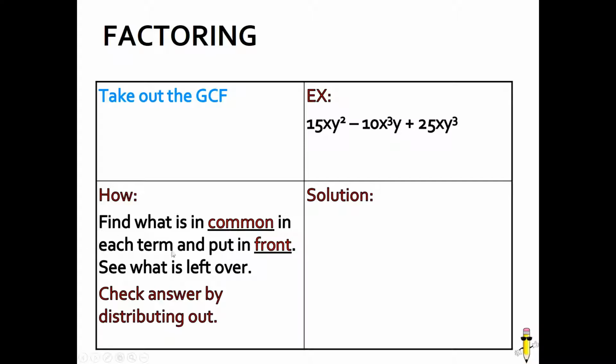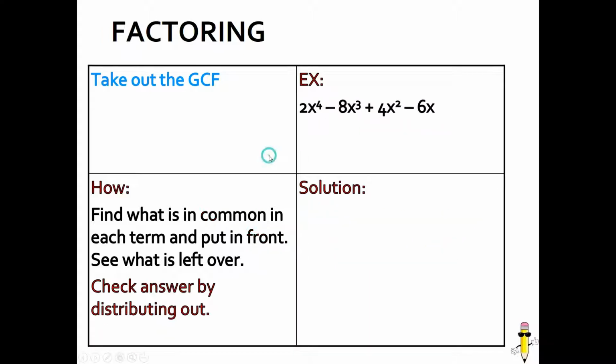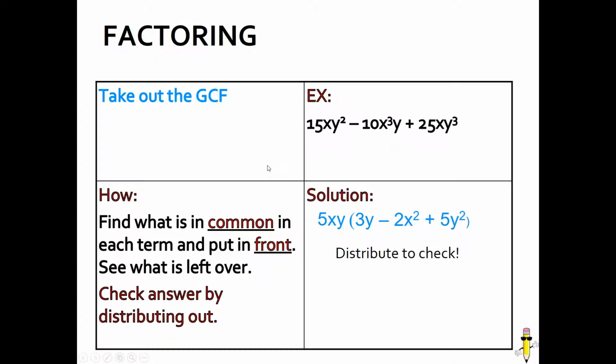We have to factor out what is in common for each term, put it in the front, and see what we have left over. So we have 15, 10, and 25, so I probably have something in the 5 range. I also see that everything has an x and a y, so I'm going to factor out a 5xy. So there's my 5xy, and I'm going to multiply it by 3y and 2x squared. Yep, that looks right. We check our answers by distributing, as we have talked about before. If I apply it to everything inside, I should still get the exact same answer I started with.